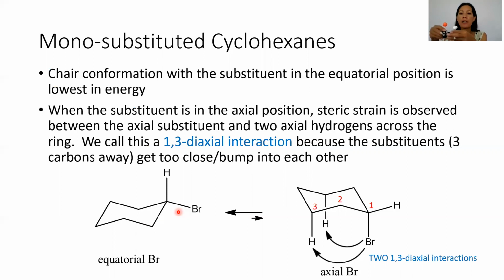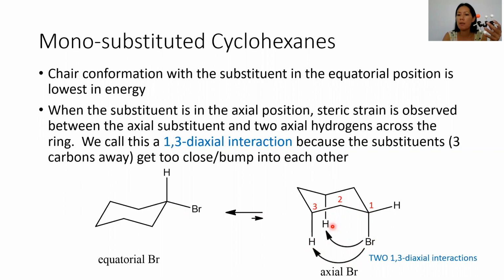The problem with axial is it bumps into, or there's repulsion with the 2 axial H's. So we call this a 1,3 diaxial interaction, because it's 1, 2, 3 carbons away, and you have two axials, so diaxial interaction, and there are two of them.